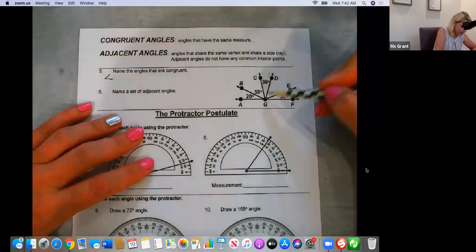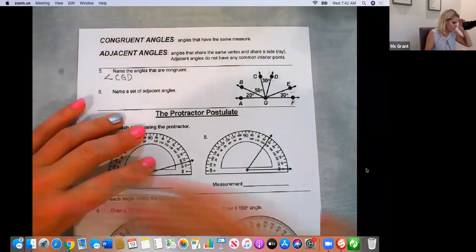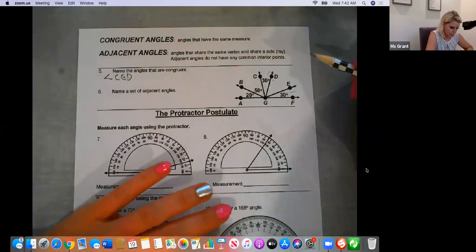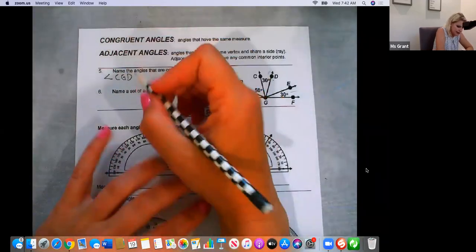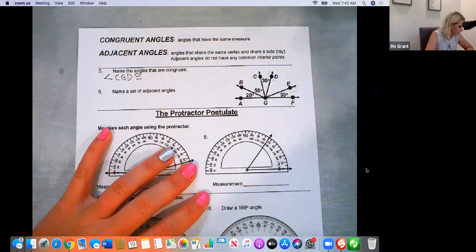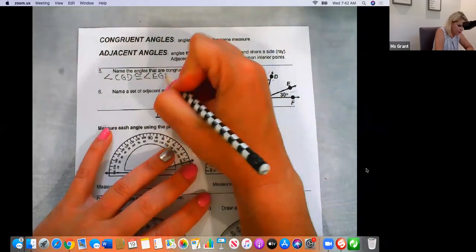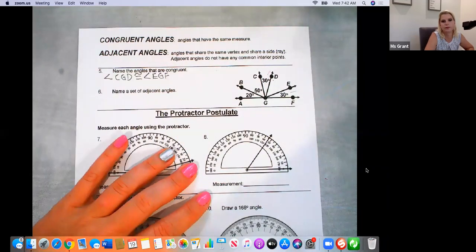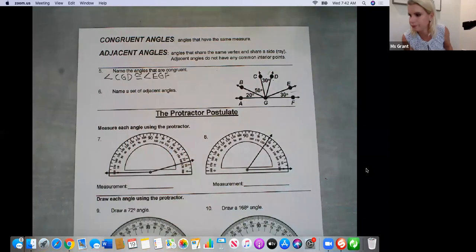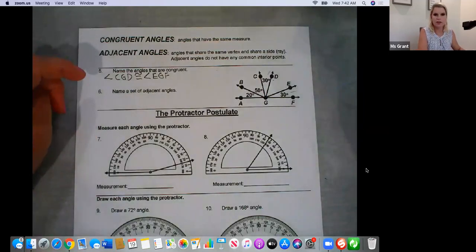Angle CGD is congruent, that's an equal sign with a wavy line on top, to angle EGF. Okay. Angle CGD is congruent to angle EGF.